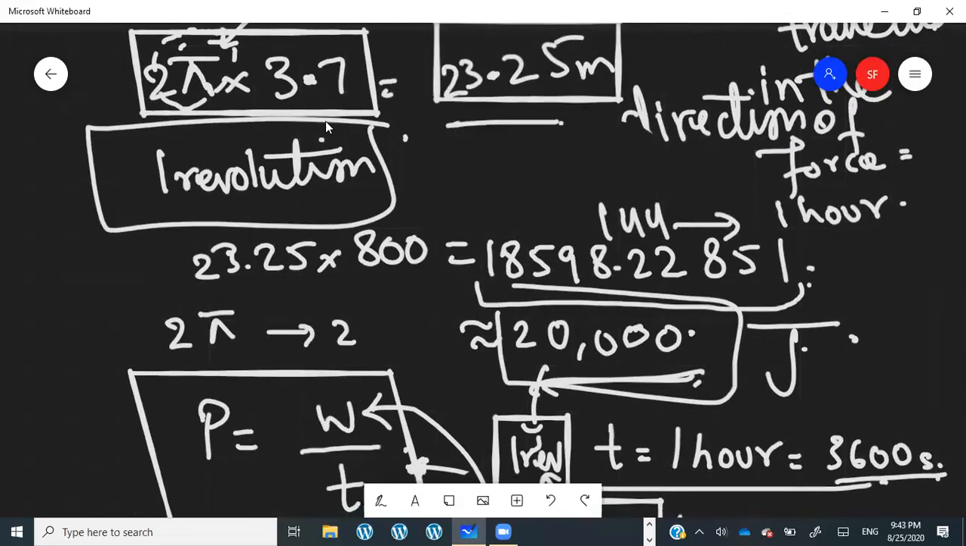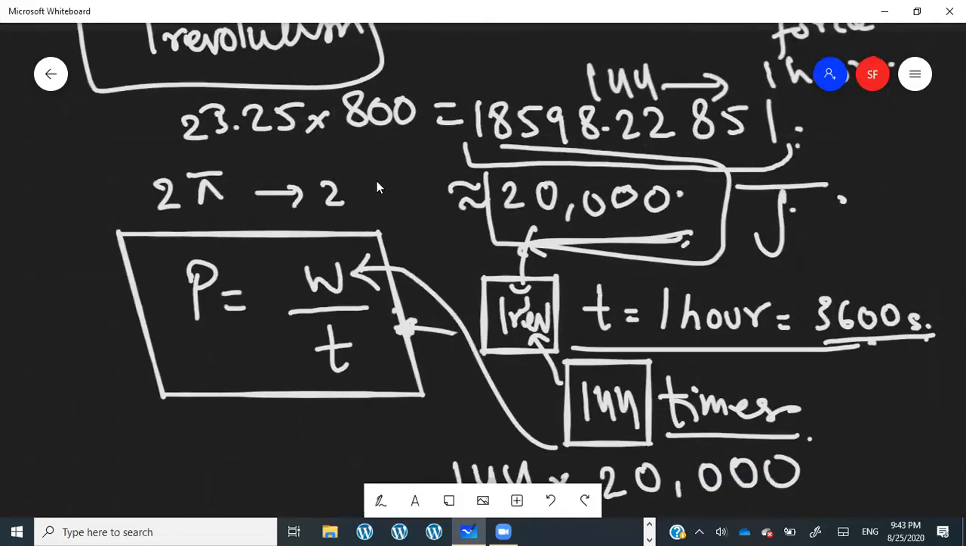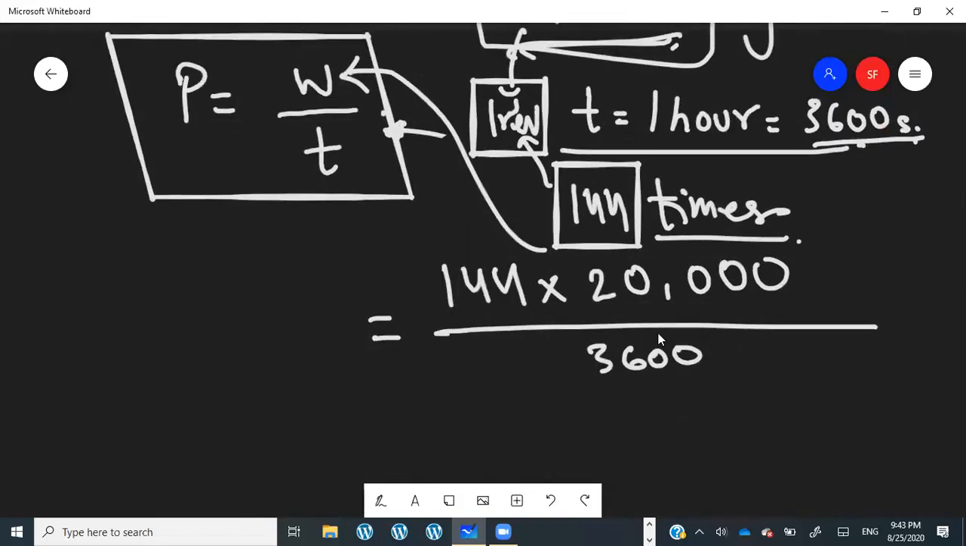2 pi into 3.7, into pi. You have the pi in your calculator. Yes. Okay, and then I did that, multiplied by 800. Okay. Now you must be getting 18,000 something. Yes. We multiply that by 144 and divide by 3,600 and you'll get your answer.